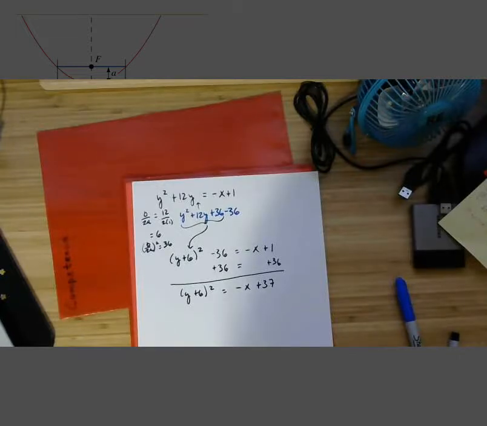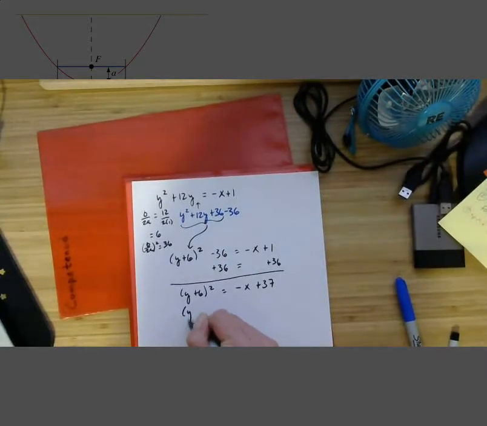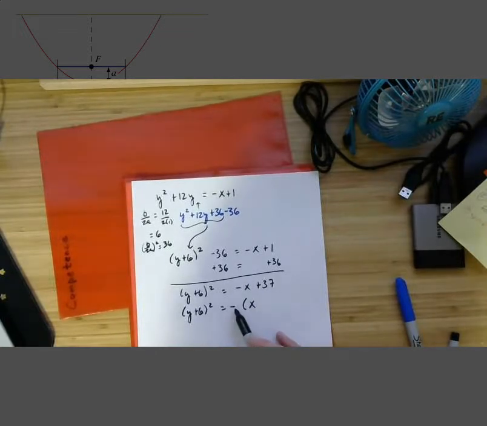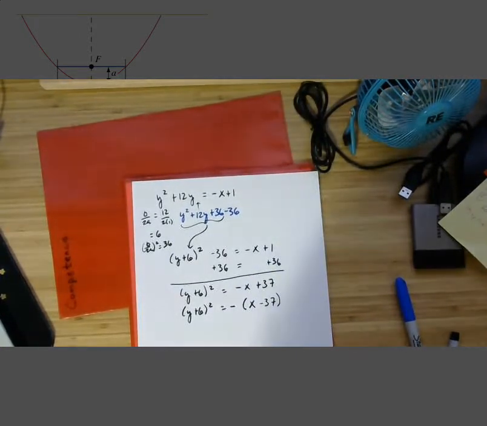Now, in order to complete the graph, in order to put it into full working form, I need to remove the leading coefficient off of the x term as well. And that means that I need to rewrite the right-hand side so that it looks like negative times x minus 37, because if I pull the negative out, it also comes out of the 37 and leaves behind a negative 37.